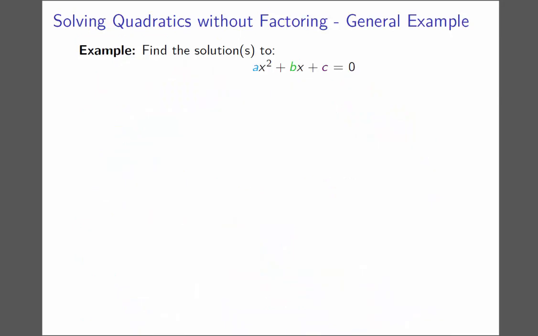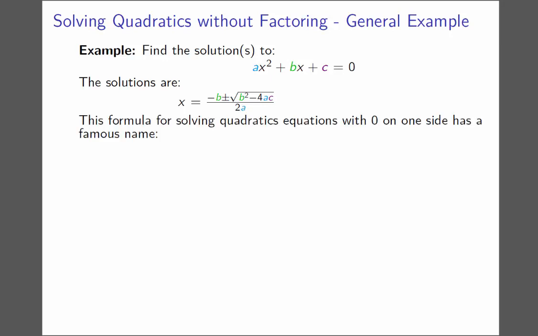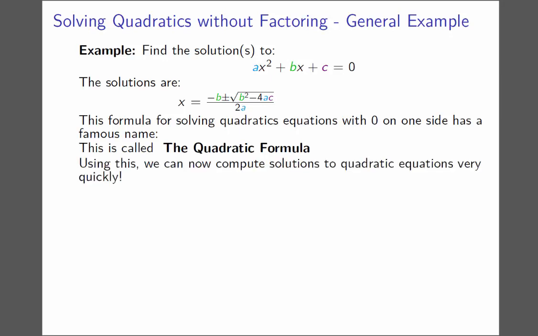So in trying to find the solutions to ax squared plus bx plus c equals 0, we found that the solutions are given by x equals negative b plus or minus the square root of b squared minus 4ac all over 2a. This formula for solving quadratic equations with 0 on one side has a famous name. This is called the quadratic formula. And using this, we can now compute solutions to every quadratic equation very quickly, much quicker than we could before. So while it was very hard to come up with this, it'll help us in the long run.